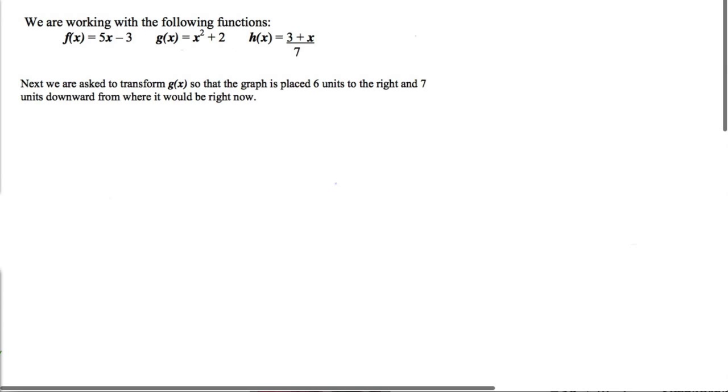Now for the next problem, we're asked to transform g of x so that the graph is placed 6 units to the right and 7 units down. Okay, so how do we do that?